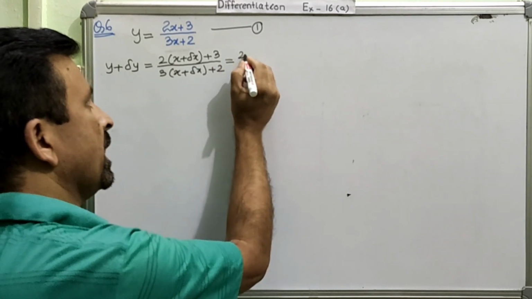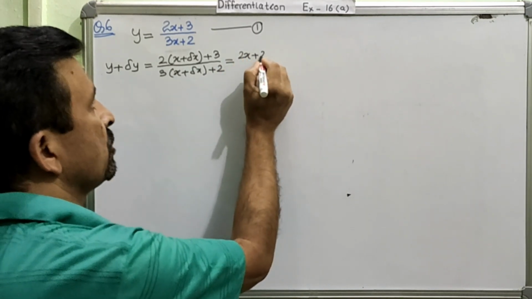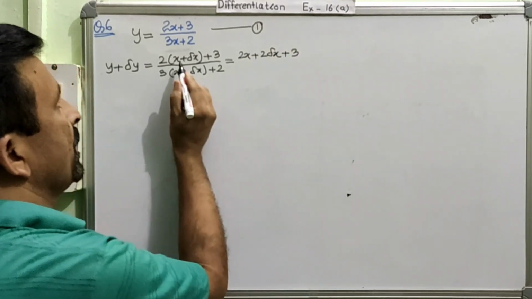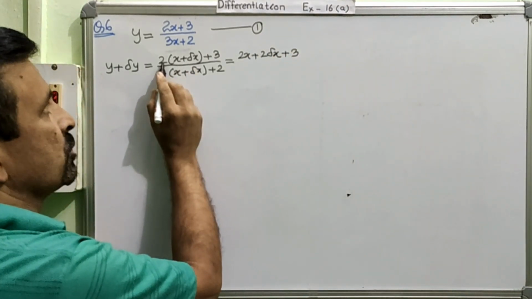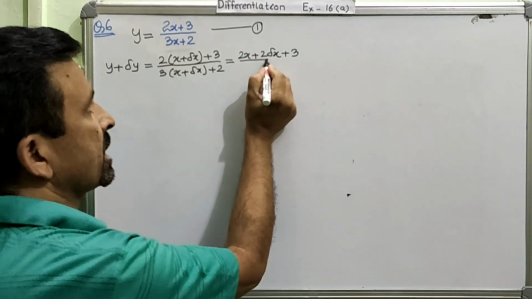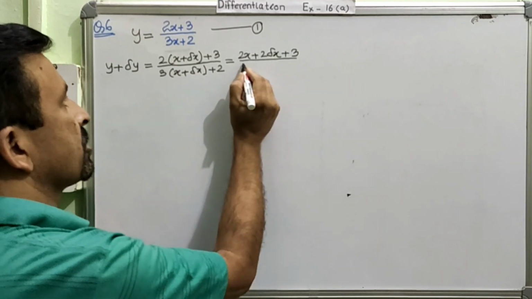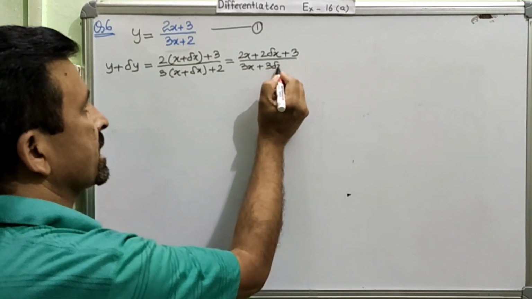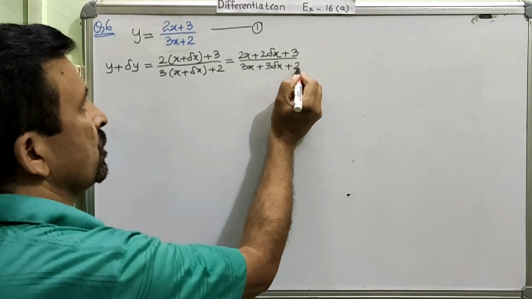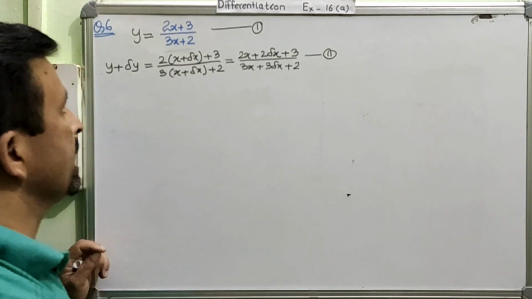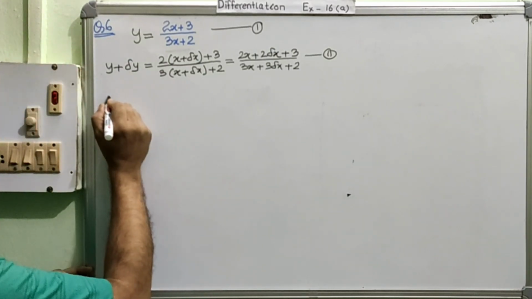So this becomes 2x plus 2 delta x plus 3. Because when you open the bracket, both the terms will be multiplied by 2. So 2 into x, 2x, and then 2 delta x. And in the denominator also, we will do the same thing. 3x plus 3 delta x plus 2. And now I will name this as equation number 2. Clear? Now we will subtract.